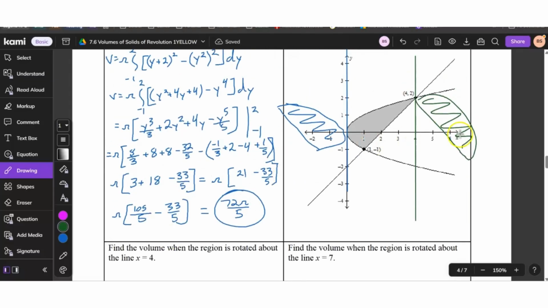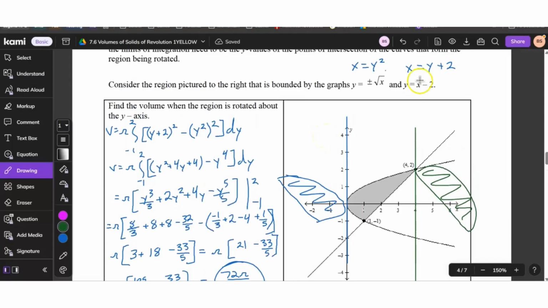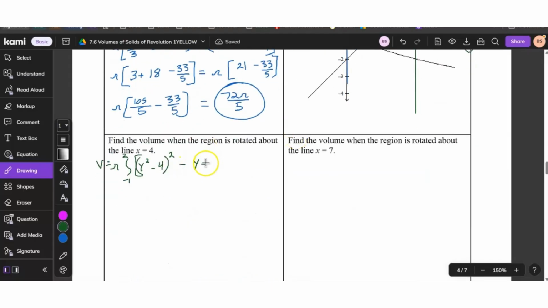Okay. Before I go down, which one is now further away from that axis of rotation? Yes, exactly, the y squared graph. So this time my volume is going to be equal to pi, integral from negative 1 to 2, but we're going to do the y squared first. So y squared, and this time it's not minus 0, but minus 4, our axis of rotation, squared, minus y, was it y plus 2? I forget. Yes, y plus 2. So y plus 2 minus 4 for the axis of rotation, squared, and then dy.